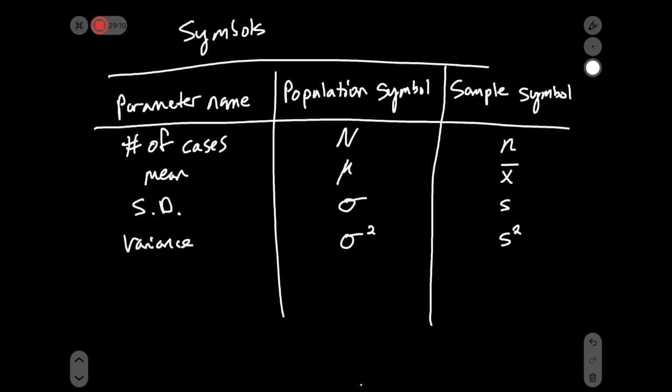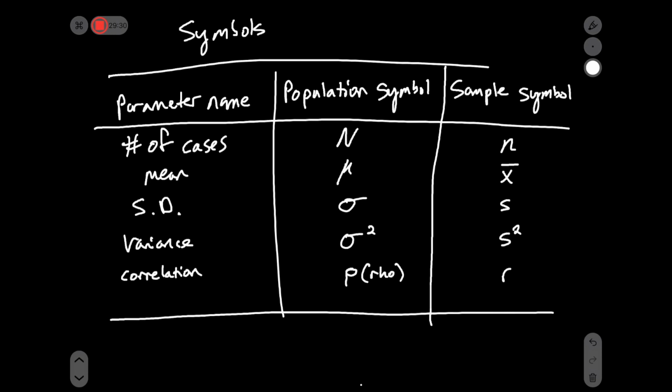And for correlation, within our population, we'll be using the Greek letter rho, okay? And for our sample, just lowercase r. And one other symbol that you should be familiar with, that's level of significance. Okay, and this is denoted as alpha.